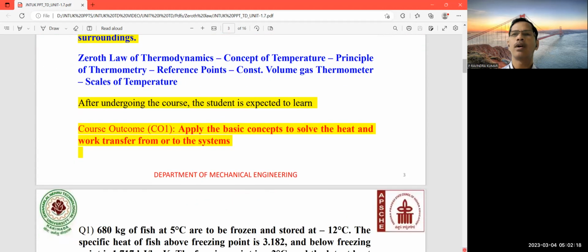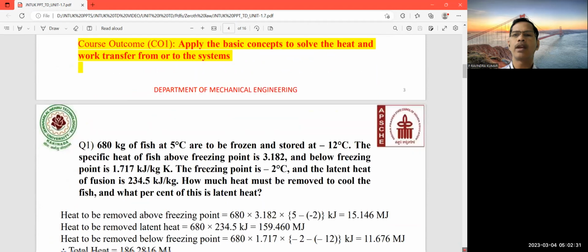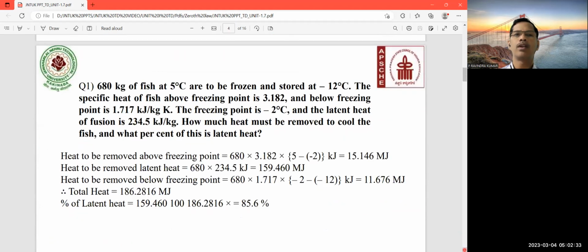When heat is added to the system, it is positive. When heat is rejected from the system, Q is negative. Work done by the system is positive. Work done onto the system is negative. So this is the one numerical problem. Here, you just observe the numerical problem.